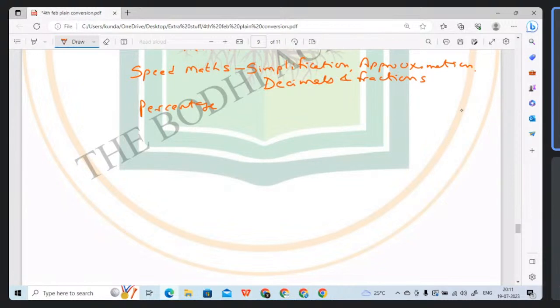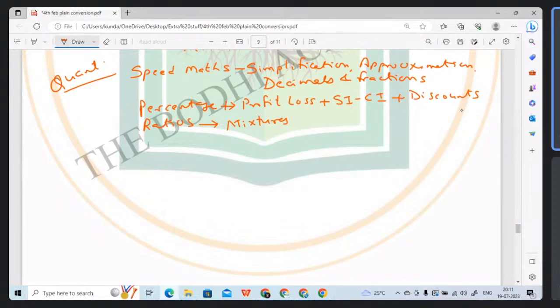percentage is one topic, allied with profit and loss. Okay, today we are talking about quant, which is mathematics as a subject. So percentage allied with profit and loss, then simple interest, compound interest, and discounts. These are all allied. Then ratios. Ratios are combined with mixtures.